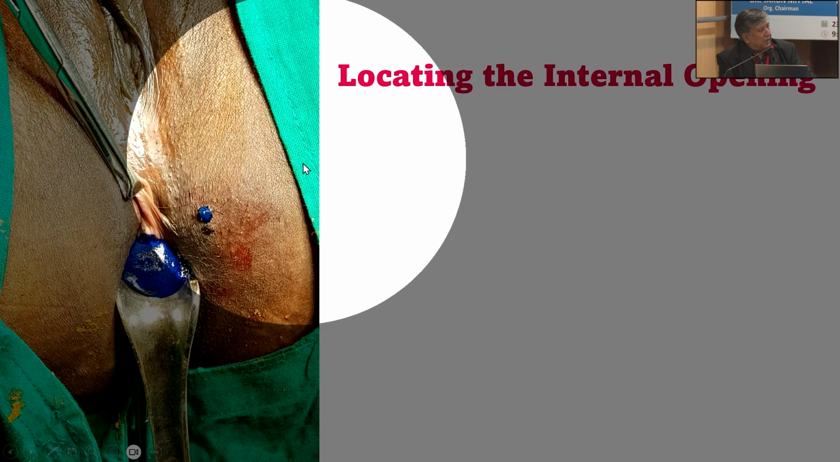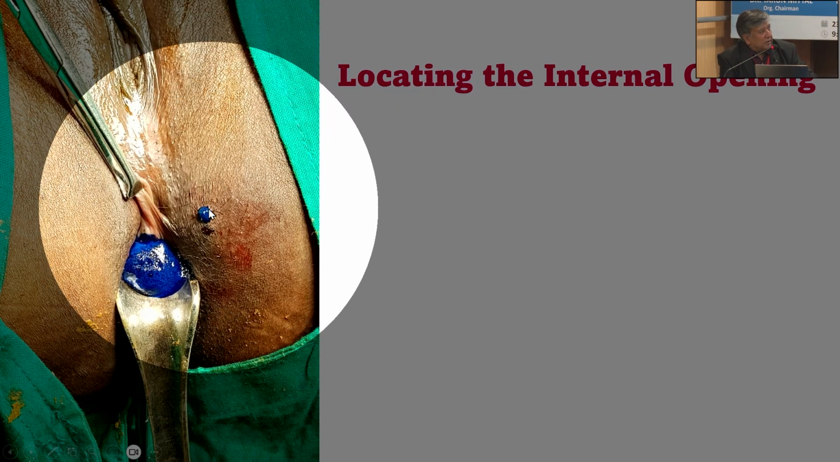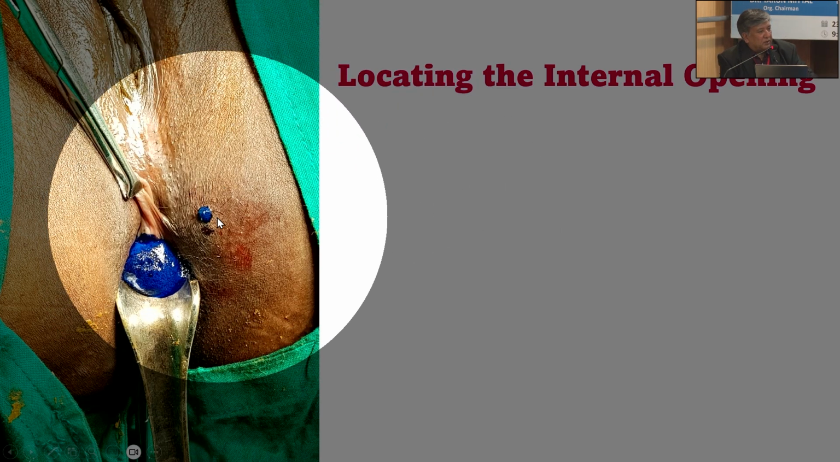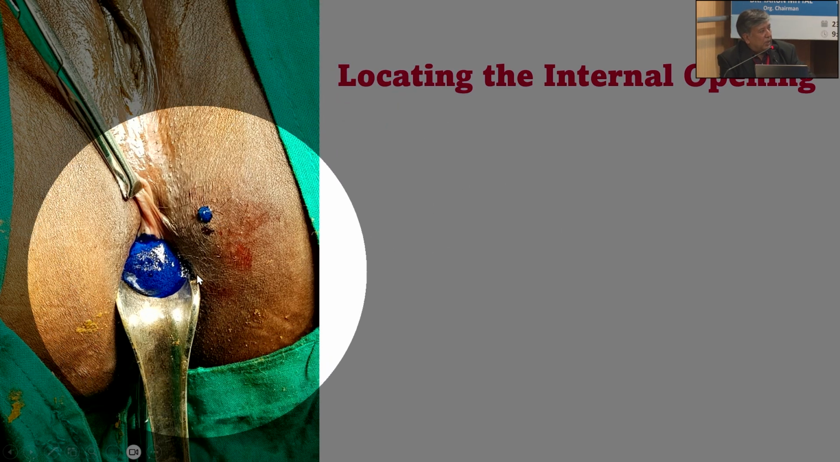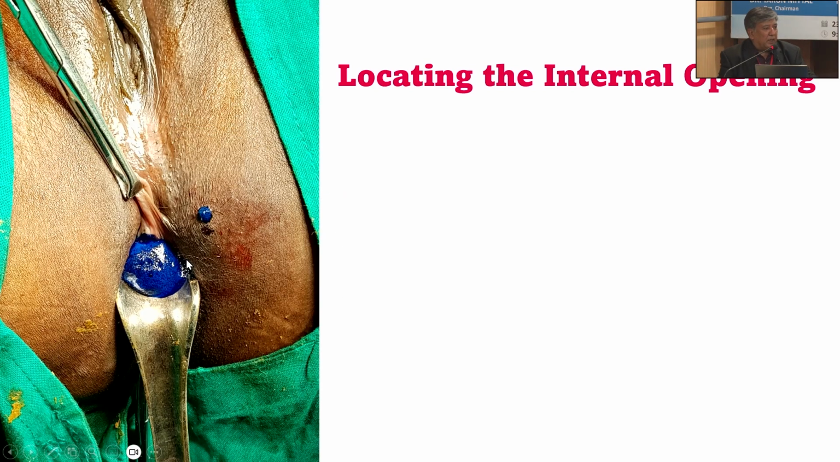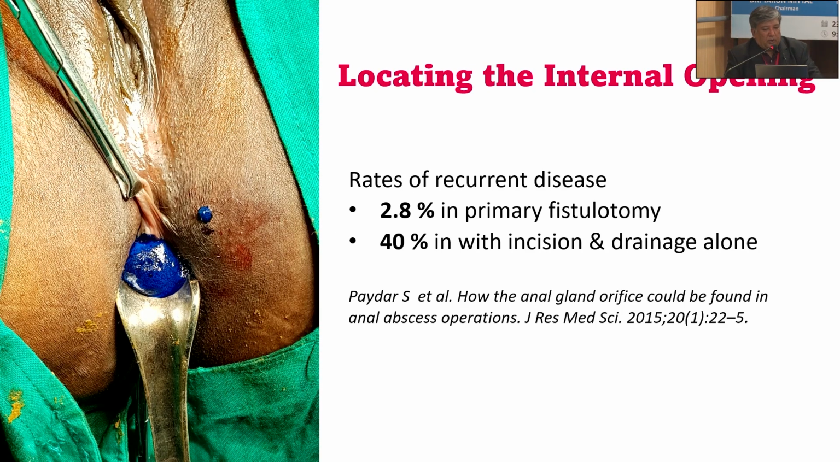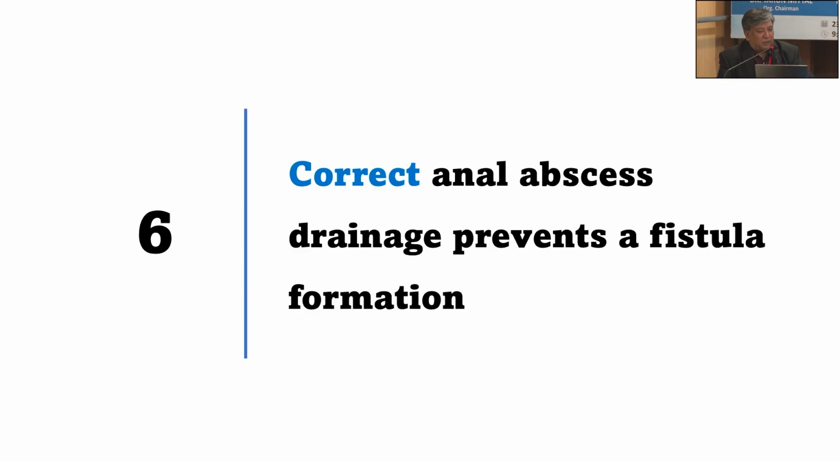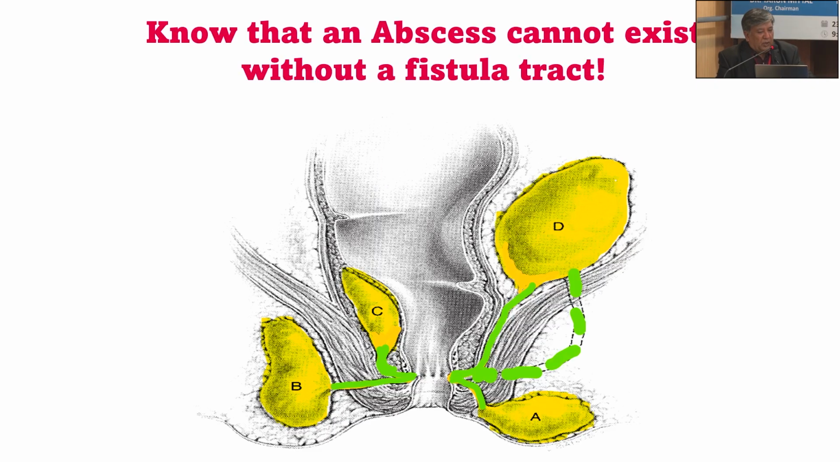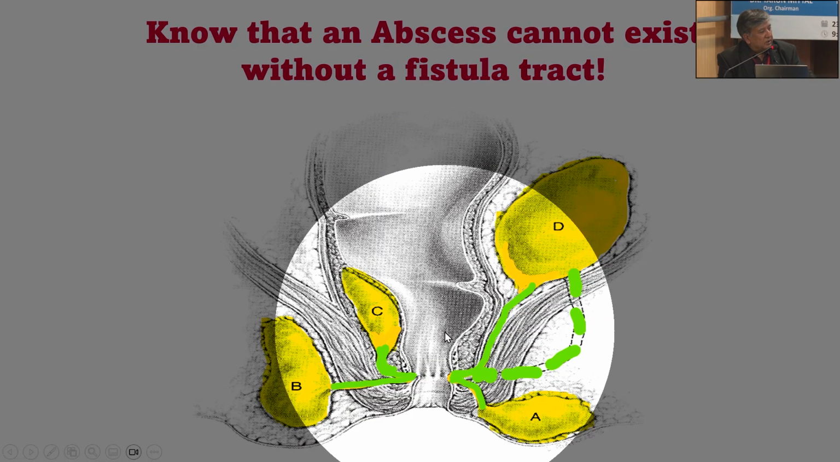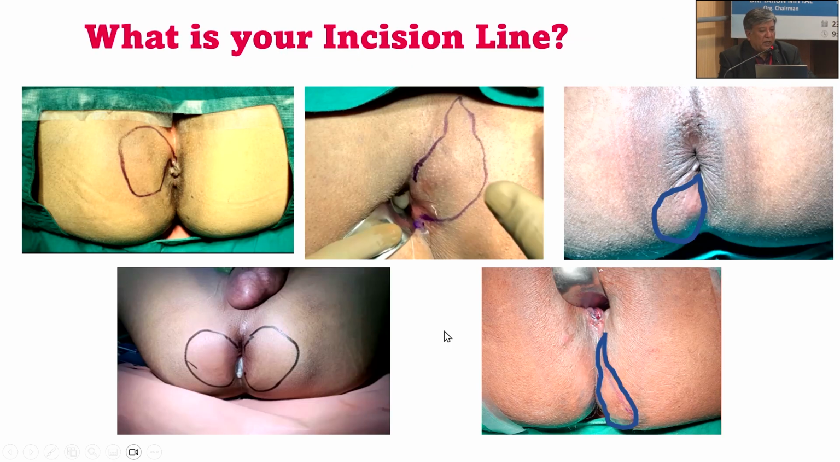Nothing could be seen here. Inside, nothing was there. I just aspirated a few cc of pus, put in 1 cc of methylene blue, and it came in from the internal opening, and I did a primary fistulotomy. The rate of recurrence is 2.8% with primary fistulotomy. Vice versa, if you just incise, it is 40%. Correct anal abscess drainage prevents fistula formation. Each abscess has a fistula tract. You see this green? So you need to do it the right way.